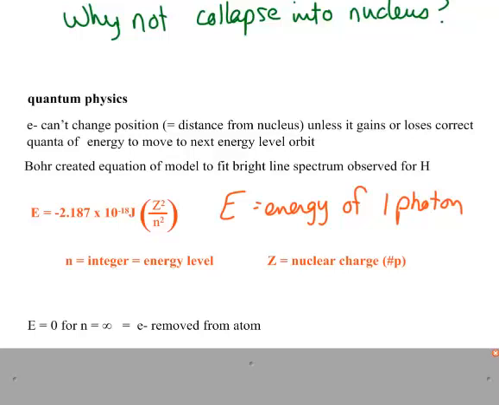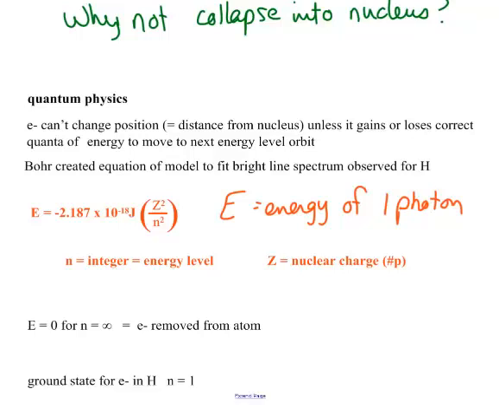n small means close to the nucleus. n large means further from the nucleus. Ground state means the lowest energy level for an electron. In hydrogen, the ground state is n equals 1. Hydrogen only has one electron. It's going to want to be in its lowest energy state, so it's going to be in the energy level closest to the nucleus. We can calculate the amount of energy an electron gains or gives up as it moves from one energy level to another.